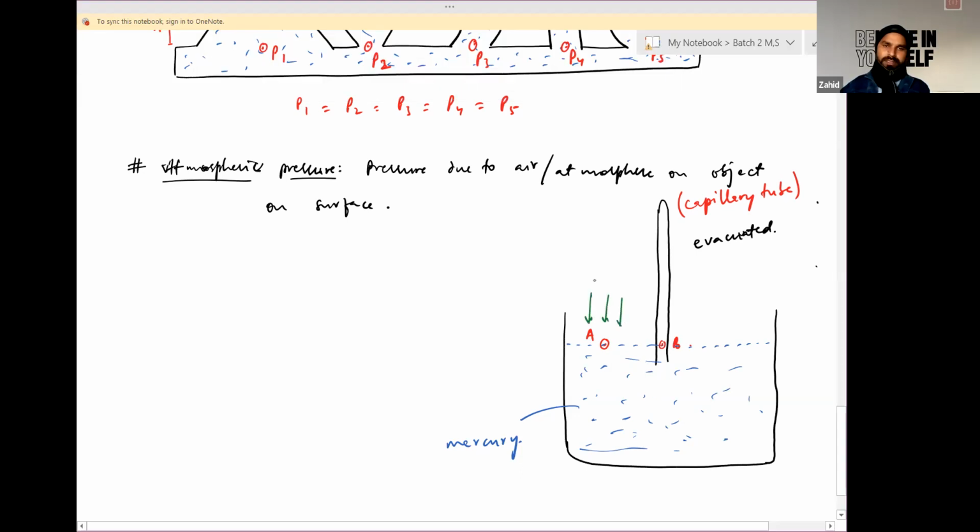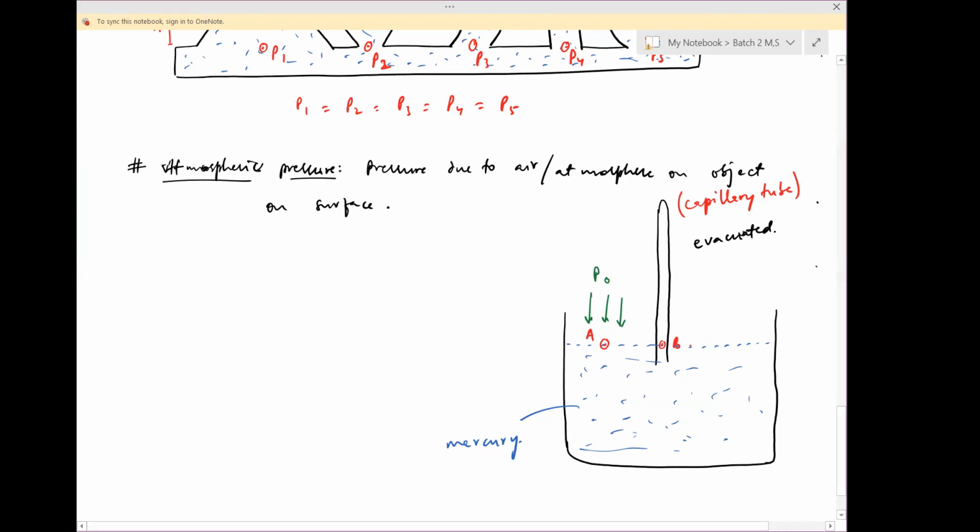Okay, so you'll say pressure at point A is due to the air above it, that is atmospheric pressure. Let's say this is P0. And there is no vertical column above this point B as this tube is evacuated initially. So pressure at point B initially will be 0. Is it clear to all?